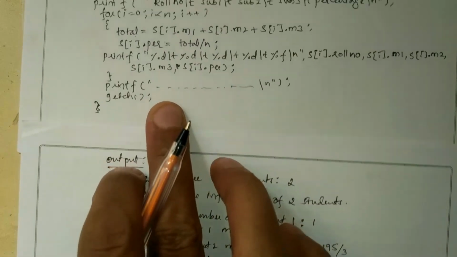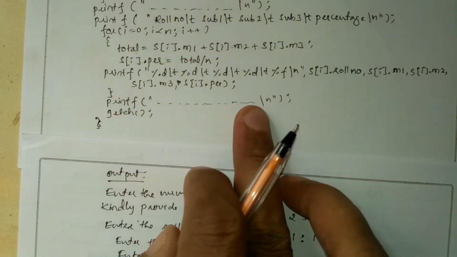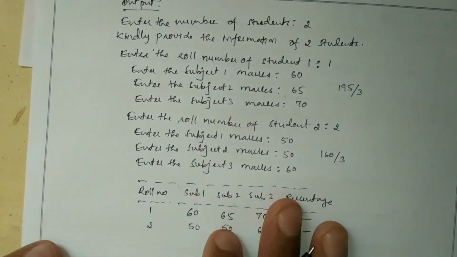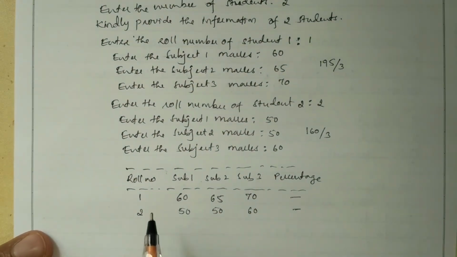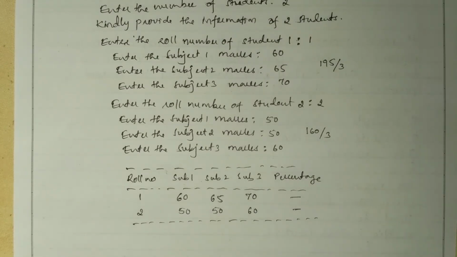Next, here you can see it has printf and a dotted line. So what it prints here, after printing 2 students' information, it is going to print these dots over here. So it is in the form of a table. So let us compile and run this program. For that I will take you to my laptop screen.